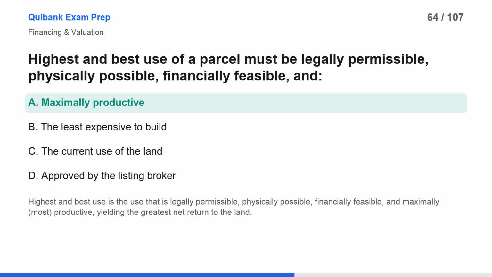The answer is A. Maximally productive. Highest and best use is the use that is legally permissible, physically possible, financially feasible, and maximally productive, yielding the greatest net return to the land.